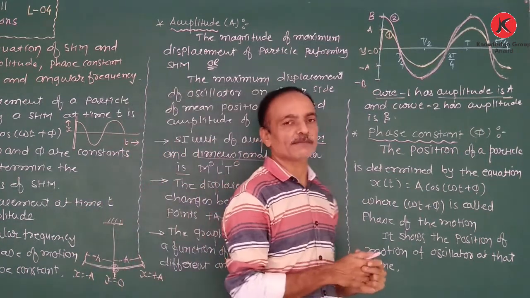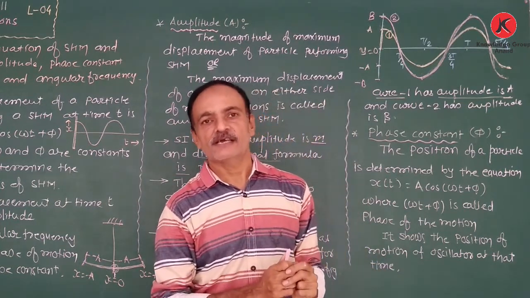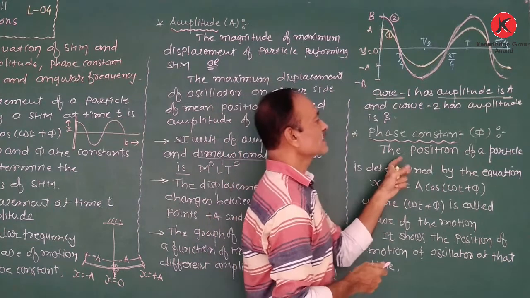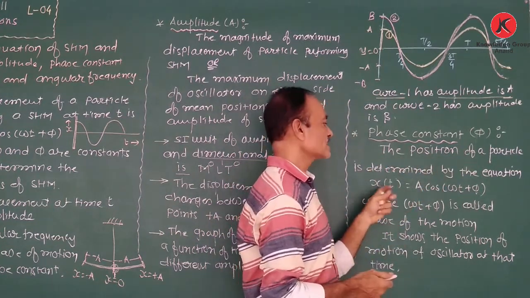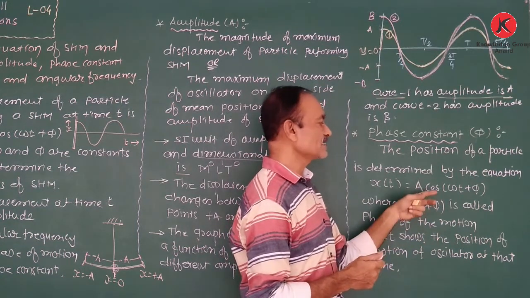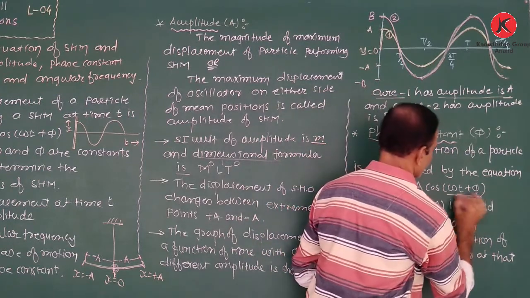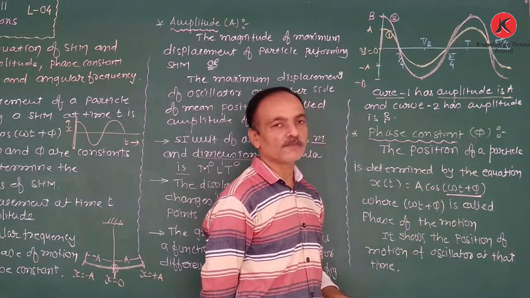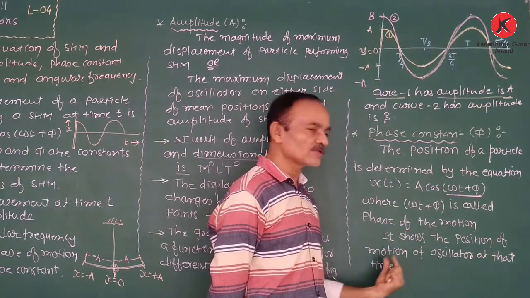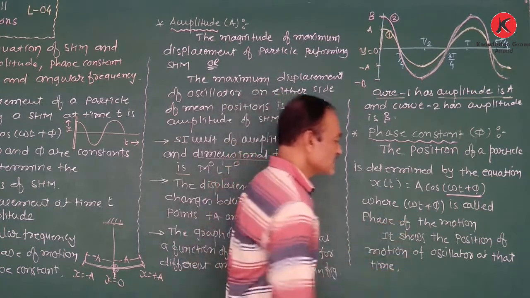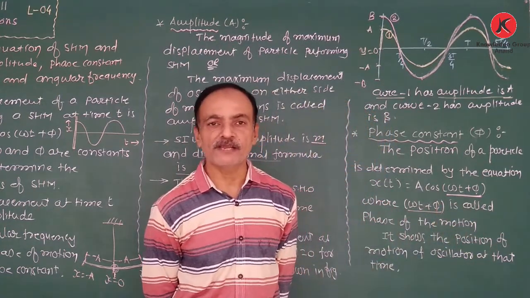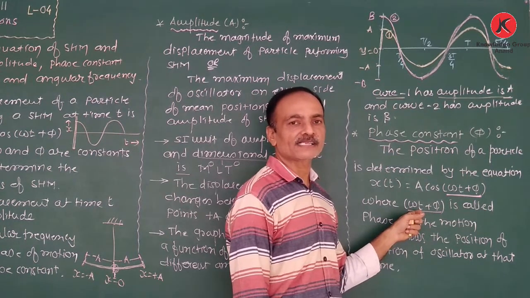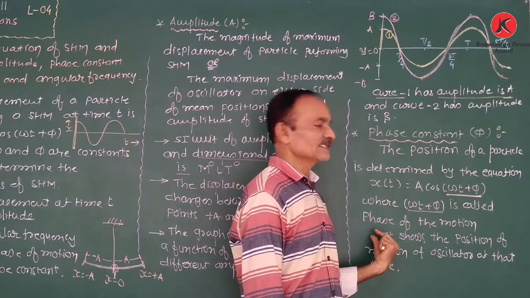Before discussing the phase constant phi, what is the omega t plus phi in the equation? The equation of simple harmonic motion is x is equal to A cos omega t plus phi. Therefore, the position of a particle is determined by the equation x(t) is equal to A cos omega t plus phi. A is the amplitude, omega is the angular frequency, and this bracket omega t plus phi is known as the phase of the motion, which shows the position of the oscillator at that time. By substituting different values of t in this equation, we get the position of the particle at that instant of time. Therefore, that is known as the phase of motion.